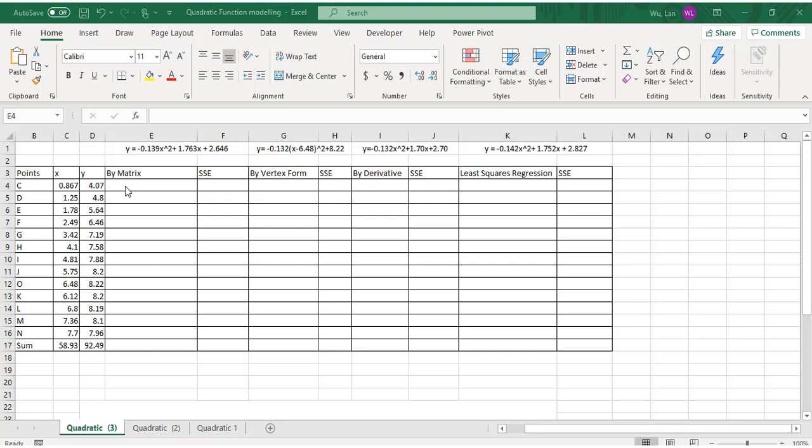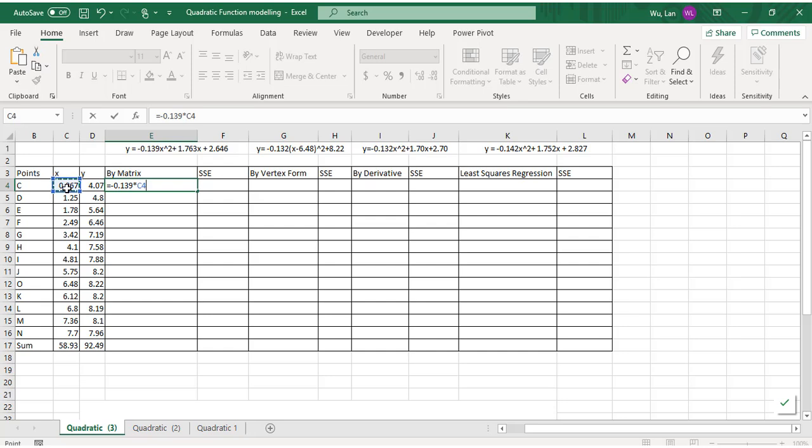For the matrix one, let me write down the function here. First of all, remember to put the equal sign. And you will put the negative 0.139. For the x squared, you have to put this x coordinate, so you have to put this times. Use a star to stand for multiplication in Excel.